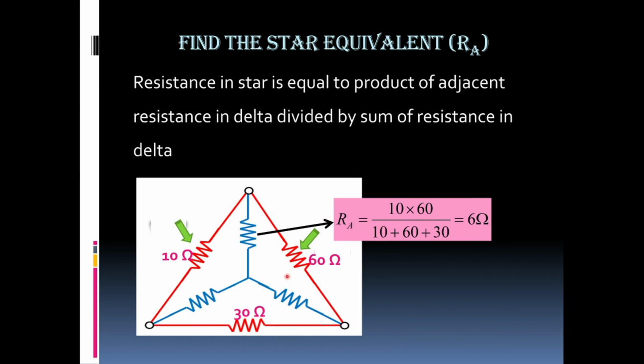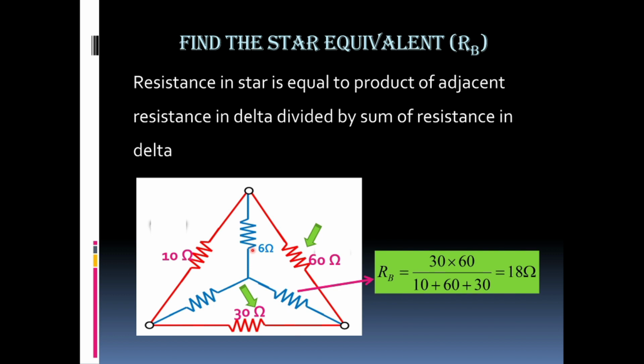Now we have to find the equivalent resistances. First, let's find RA. This resistance that is pointed out by the laser is RA. Now the adjacent of RA would be this and this, so adjacent is 10 ohm and 60 ohm. What's the formula? Product of adjacent divided by sum of resistance. So the product is 10 into 60 divided by 10 plus 30 plus 60. That's exactly what's done here. So you get the final answer, 6 ohm. The resistance of RA is 6 ohm.